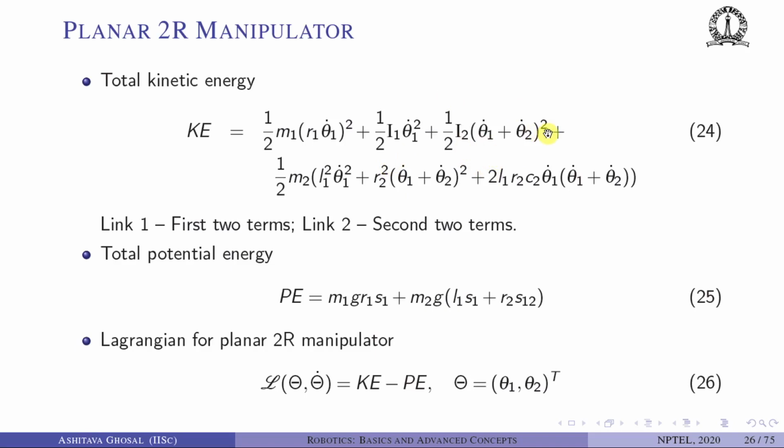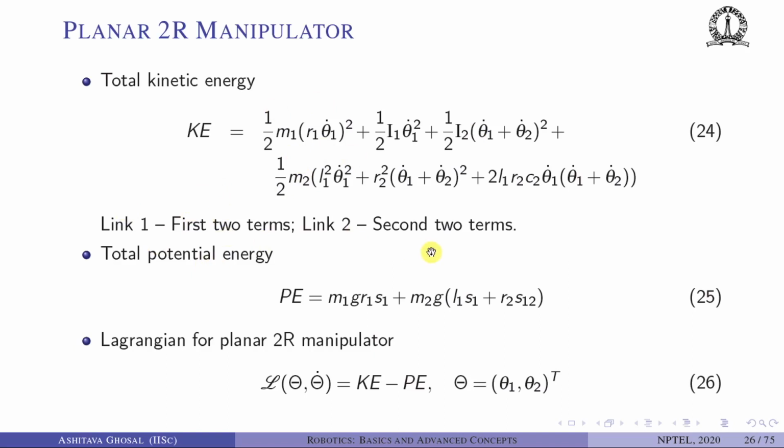And we will also have a term which is half mv square, where v is the velocity of the center of mass of the second link. It turns out that you will have terms which include theta 1 dot square and theta 2 dot square into some r2 square, but also you will get a term which is 2 l1 r2 c2 theta 1 dot into (theta 1 dot plus theta 2 dot). What it basically means is that the kinetic energy of the second link is a function of theta 2. Does that make sense? Yes. These are like the Coriolis and centripetal terms which will show up later. As I said, link 1 is the first two terms, link 2 are the second two terms.